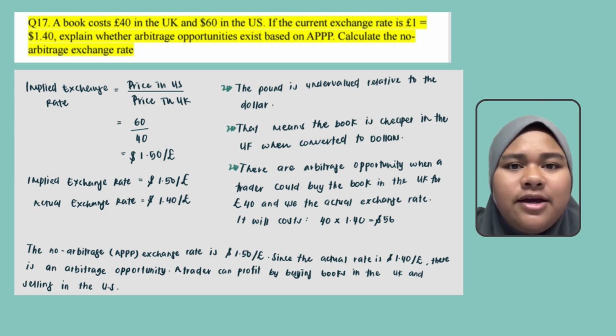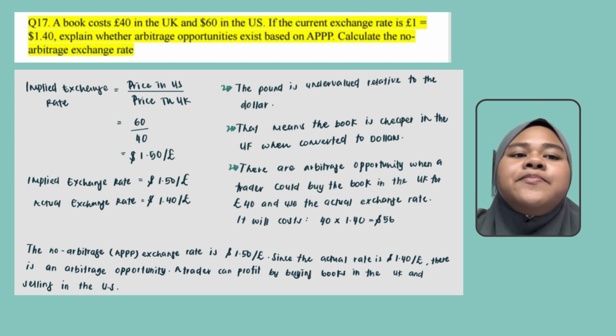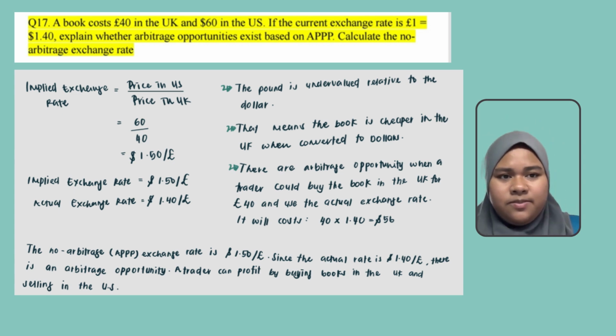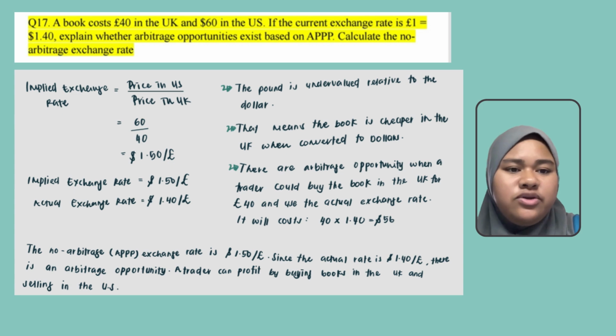Question number 70. I need to analyze, based on absolute purchasing power parity (APPP), and demonstrate whether there is an arbitrage opportunity in the international market using the example of a book priced differently in the UK and the US. So the given data is the price of the book in the UK is 40 pounds. The price of the book in the US is $60. The current exchange rate is £1 equal to $1.4.